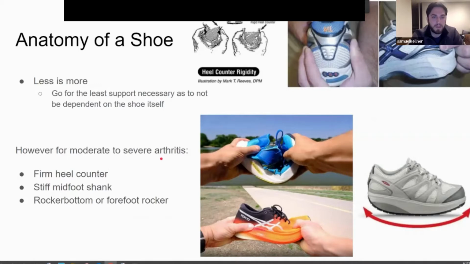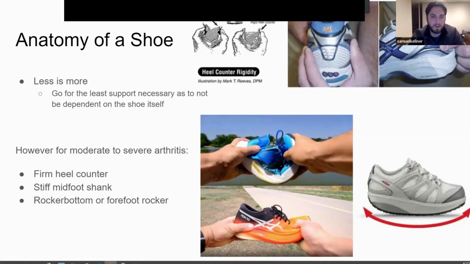Just to touch upon what Dr. Feldman had said earlier, less is more in terms of support. We're born with our natural foot mechanics, and we lose it over time by the shoes that we wear, that changes things. It changes the strength of our feet. So going for the least support necessary is my targeted goal, and that's based on many factors: the patient, the level of arthritis, location, and so forth.